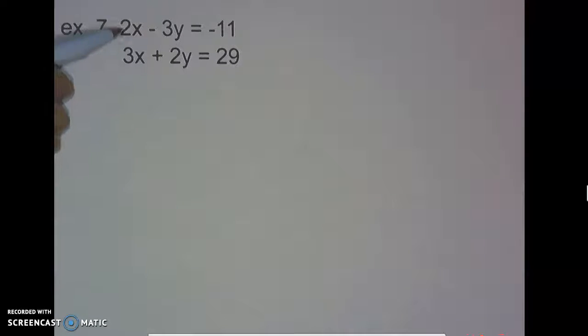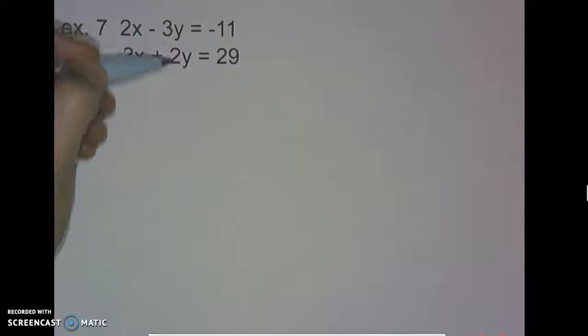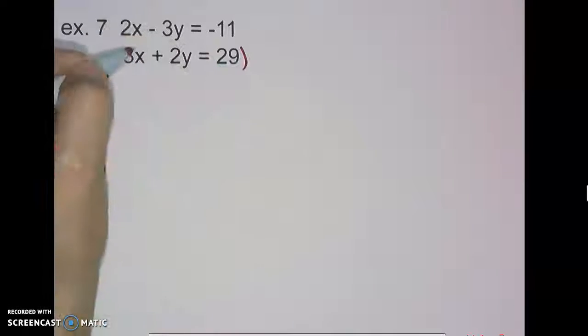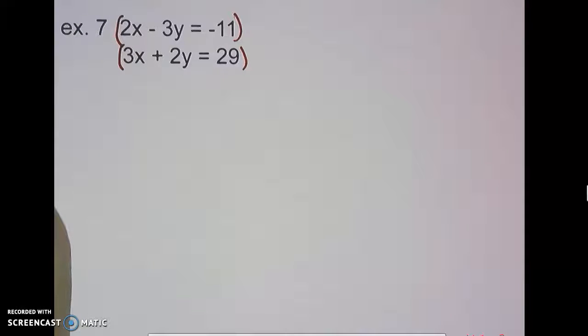So I notice here that both of these numbers are positive. Here for the y's, our coefficients, we have one positive and one negative. So that means that I'm going to want to eliminate my y's. Now it really doesn't matter. You could choose to eliminate the x's in this case. You just have to be careful with it.